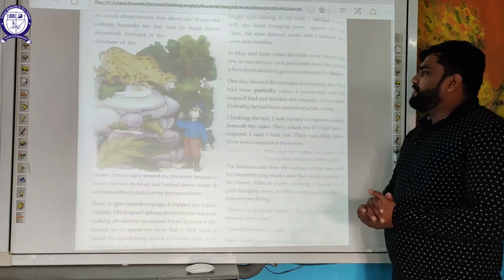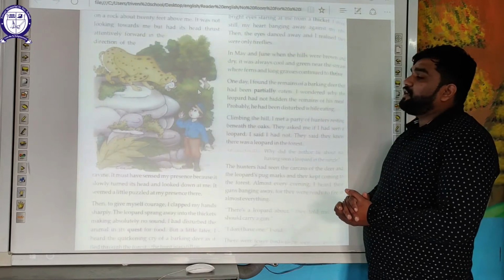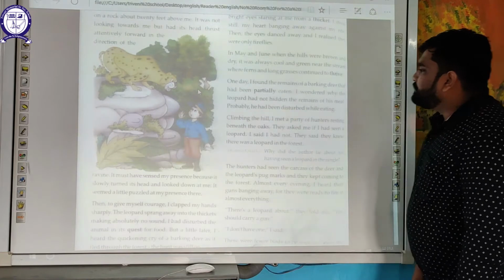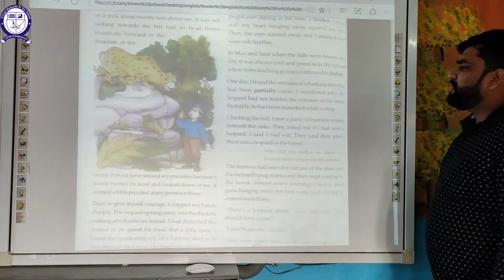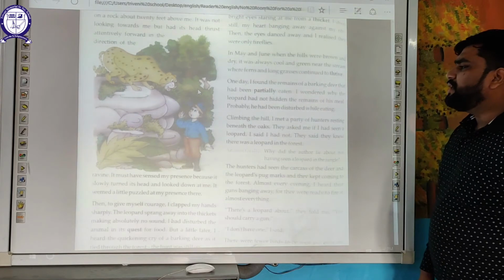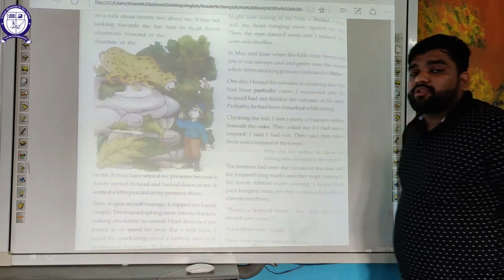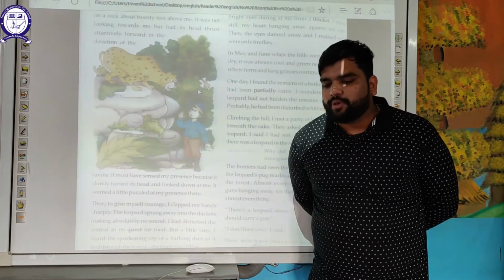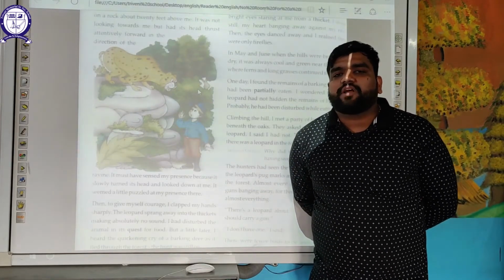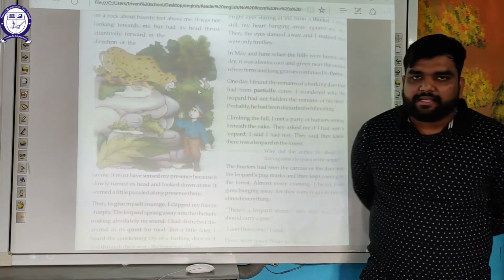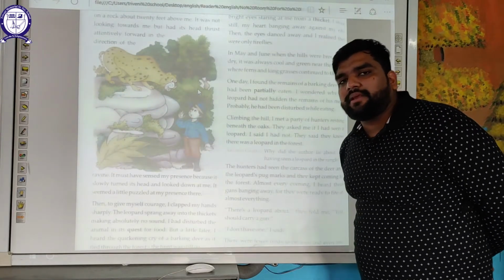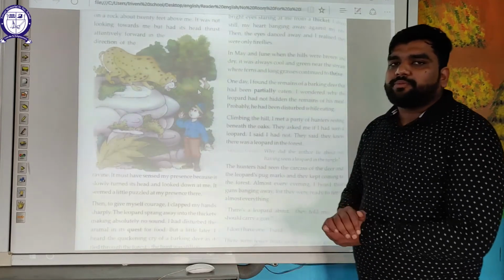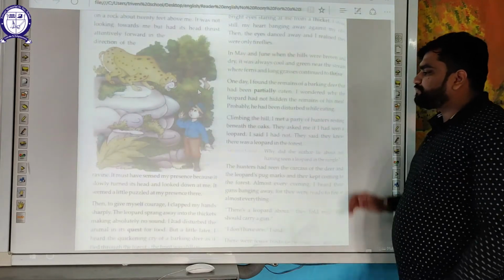One day he found the remains of a barking deer that had been partially eaten, not completely eaten by the leopard. I wondered why the leopard had not hidden the remains of his meal. Probably he had been disturbed while eating. The writer wondered why, because a leopard usually, after filling its belly, hides the remaining meal for next time. But it didn't do so. Why? Because it must have been disturbed by somebody.